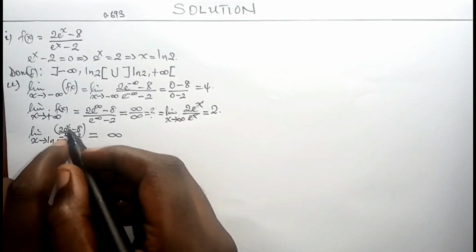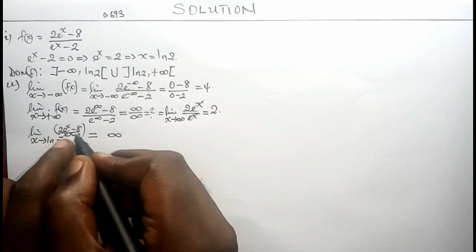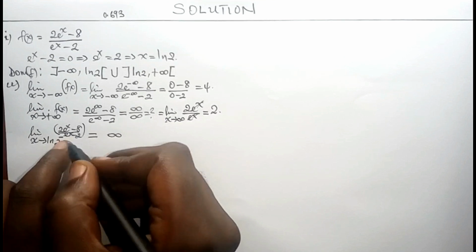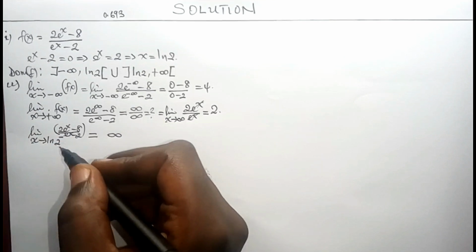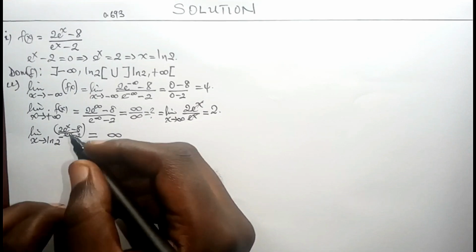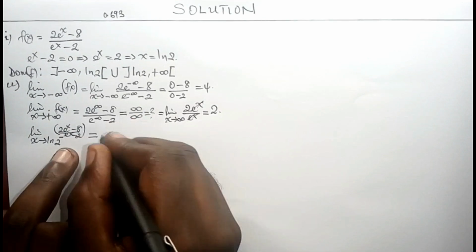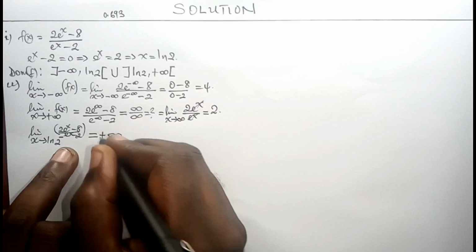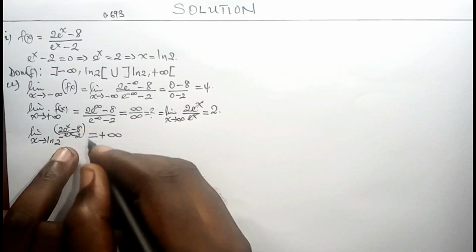So if you substitute 0.6 in this function, you would get a positive value, and so this will be positive. You can investigate that with your calculator, you would confirm.